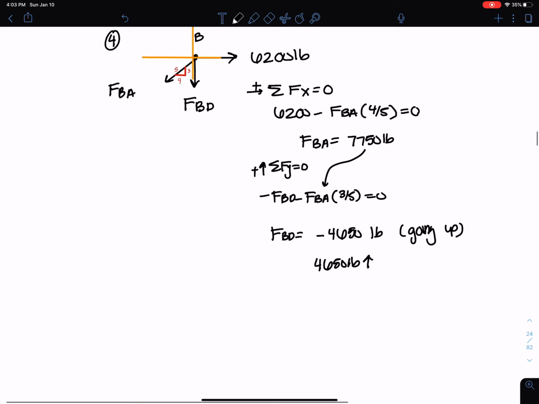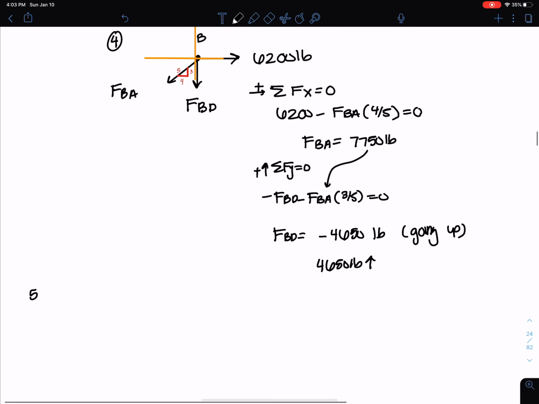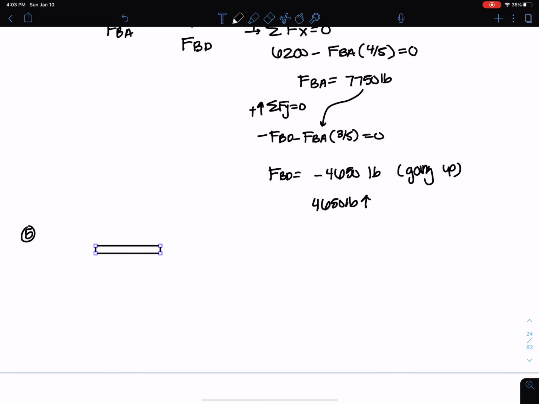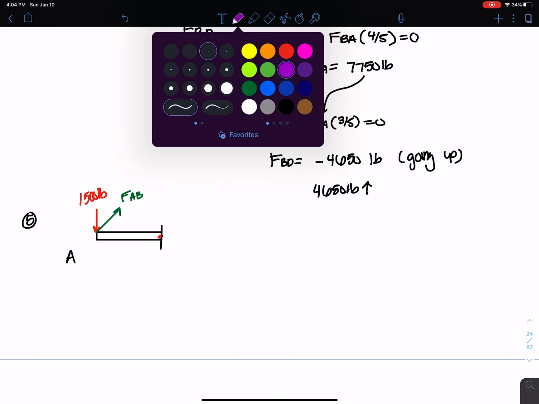Okay, now I can finally set up my cut here. Actually, this is step 5. I can finally set up my cut. So this is point A, and this is point G where my cut is happening. I have a 1,500 pound load from the problem. I have FAB, I'm drawing a different color here. And I also, now that I've made a cut, have exposed some internal forces, of course.